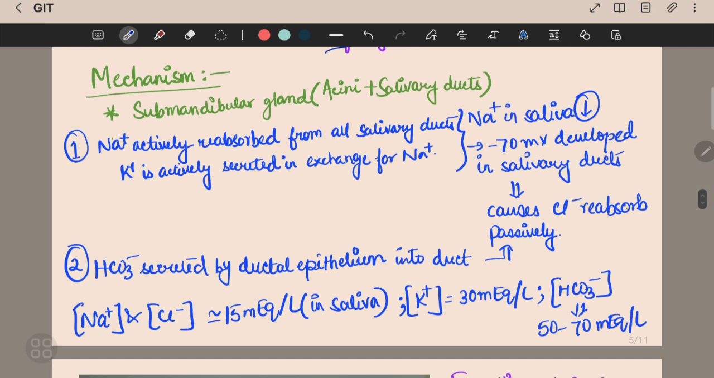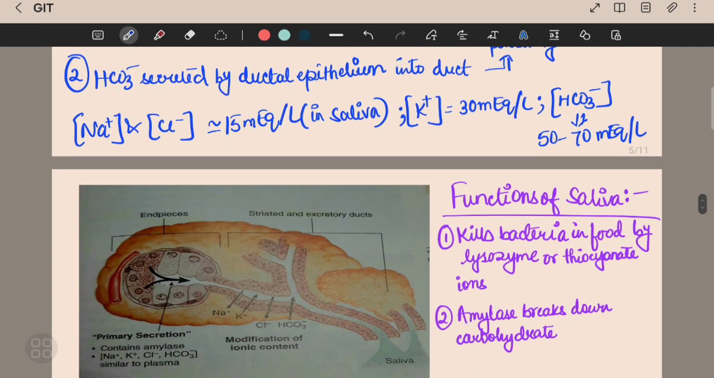Now what is the mechanism of secretion? Now see what will happen. Look at this diagram. What is actually happening here? This is the lumen of the salivary gland. There are the ducts. You know the salivary glands. There are only three types of salivary gland: the parotid gland, the submandibular, and the sublingual glands. They have ducts.